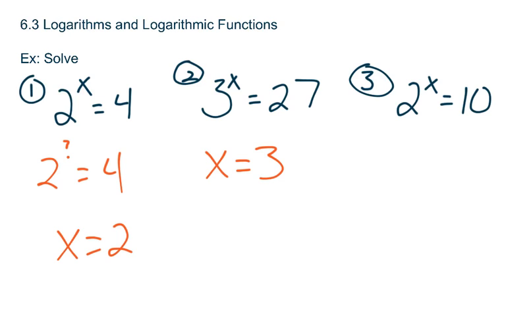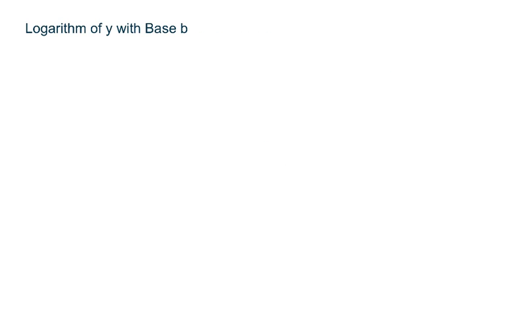Well, now we need to figure out number 3. 2 to what power is 10? Well, we know that 2 to the third power is 8. 2 to the fourth power is 16. That doesn't really help us get to 10, though. We need to find a value for x that allows us to raise 2 to that power to get 10. And that's what leads me to this next slide here.